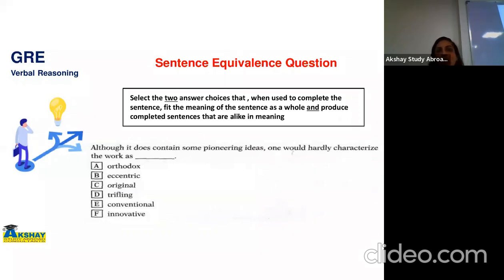And although is a discourse marker here. Would you let me know, does although suggest support or contrast? Contrast. So although pioneering, the work is hardly pioneering. So you just have to replace pioneering by the given options. Okay, so for pioneering, would you let me know the correct pair?